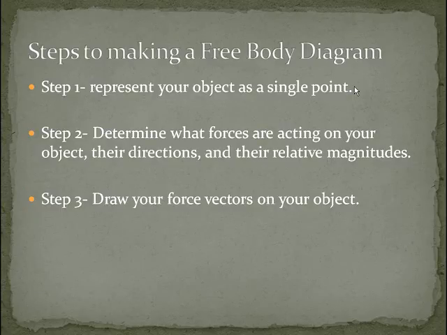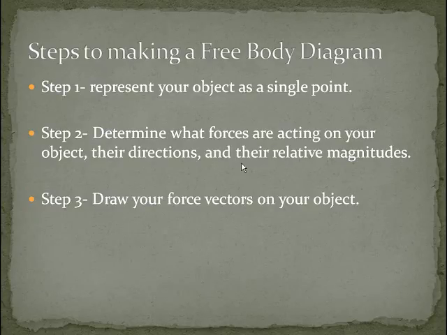Step two is we're going to determine all the forces that are acting on our object, their directions and their relative magnitudes. And we're going to use the idea that if the object is accelerating, then one force has to be longer than the other one. And if the object is not accelerating, it has a constant velocity or remains at rest, then we know that all the magnitudes have to somewhat cancel out. And then step 3 is we're going to draw our force vectors on our object.